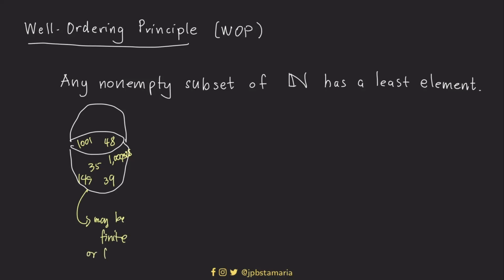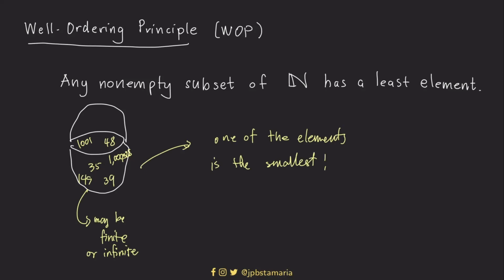Nakukuha na ba yung condition? It could be finite or infinite. It doesn't matter. Sabi ng well-ordering principle, one of the elements has to be the least. Laging may pinakamaliit dyan. Pag dumakot ka ng sangkaterbang positive integers, however plenty or few, laging may isang element dyan ang pinakamaliit. Is that intuitively true? Na-imagine nyo ba why that is true?